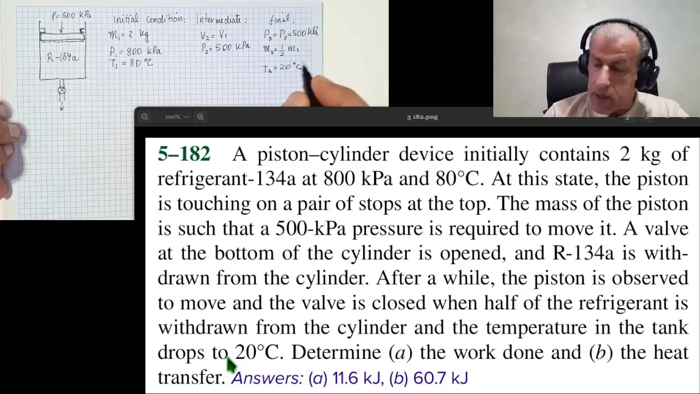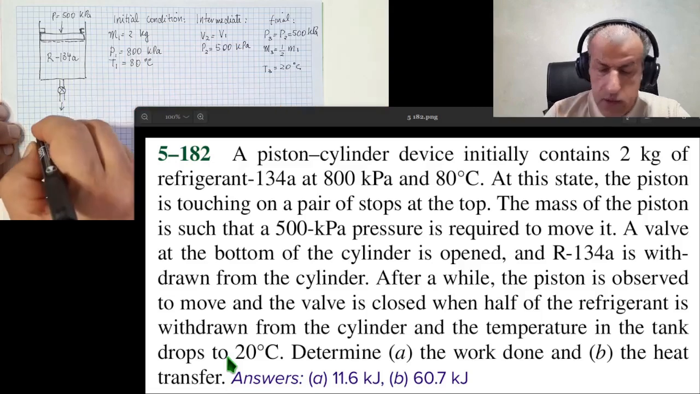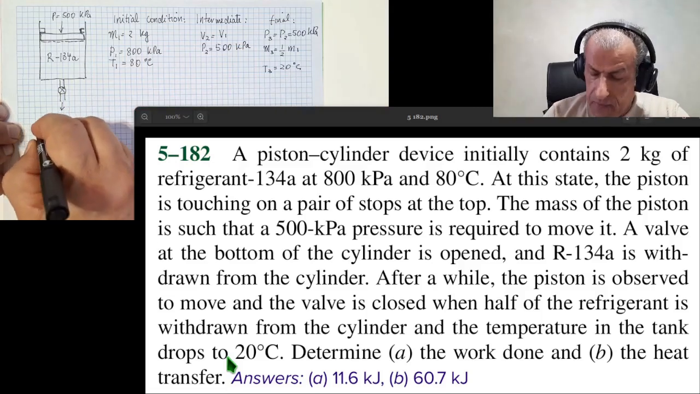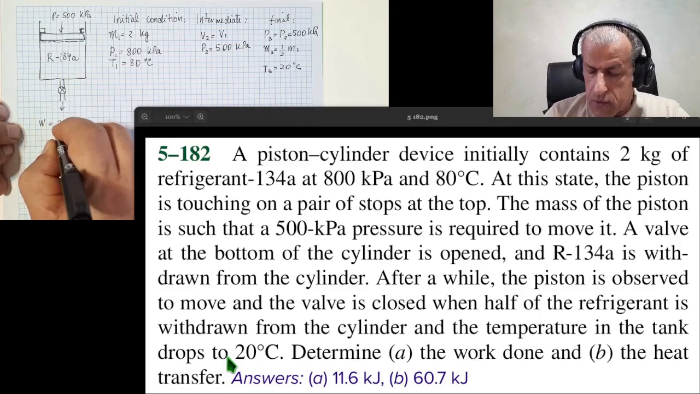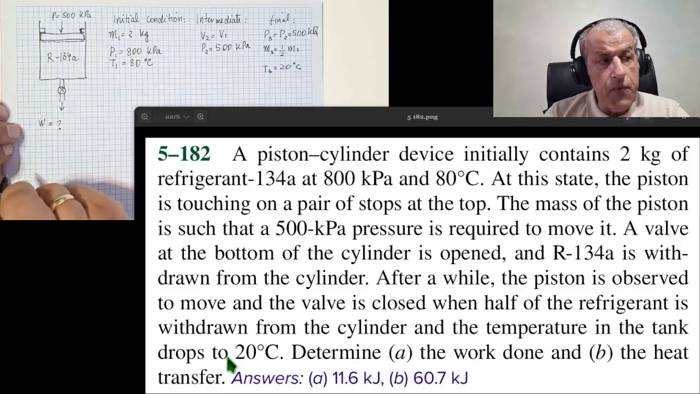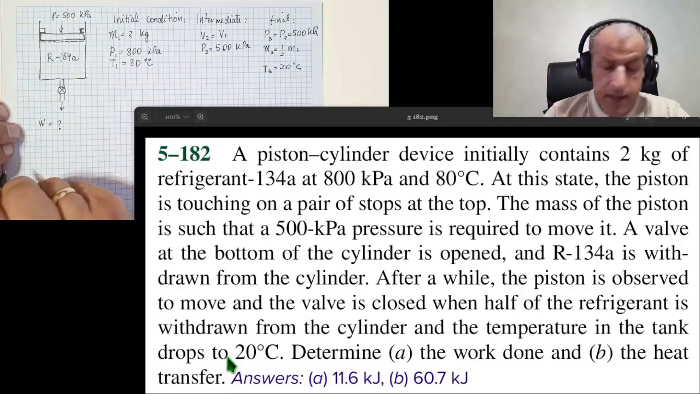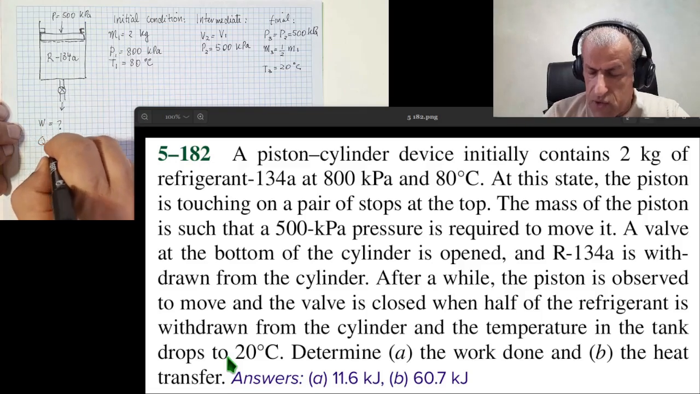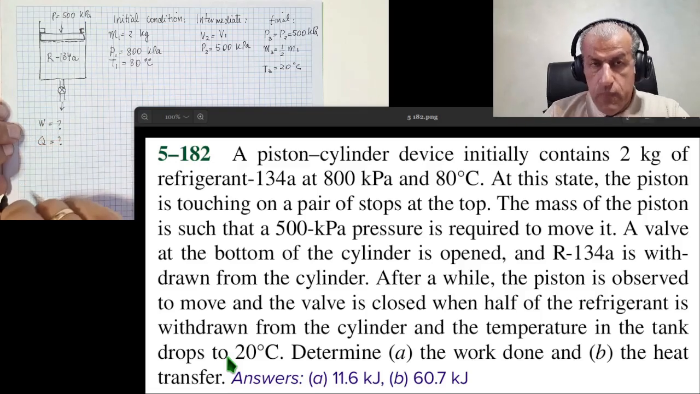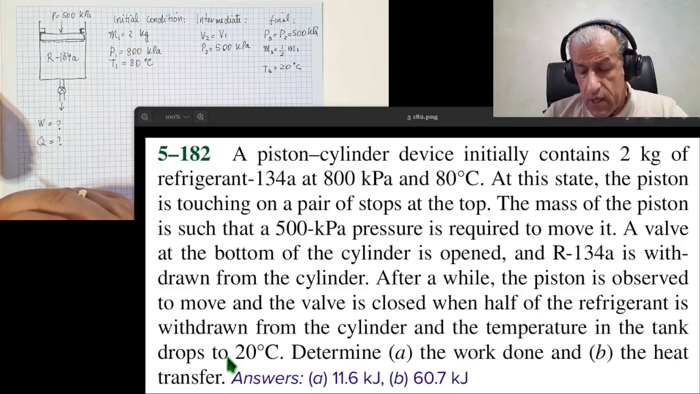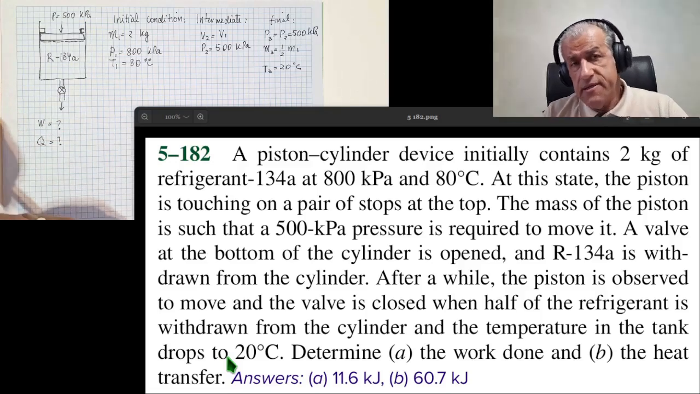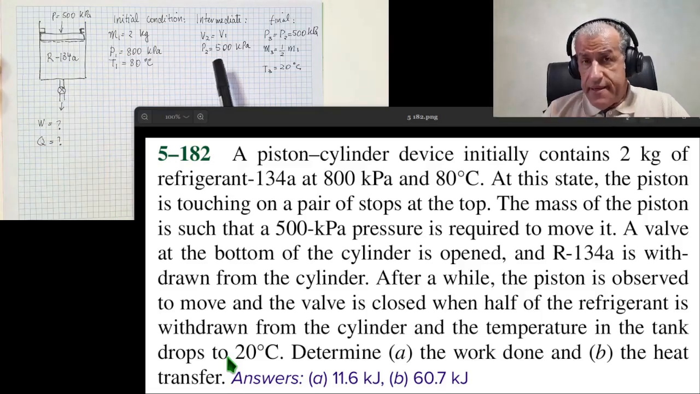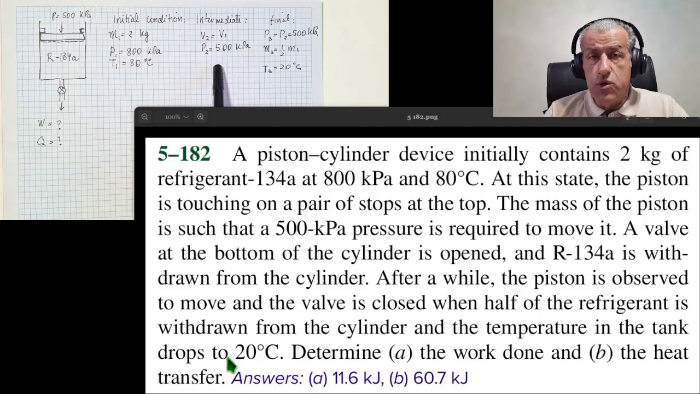Calculate work done. So there are two requirements. W, the work done, and then the heat transfer. So Q. This is what the problem has asked from us. The problem asks nothing about point 2.